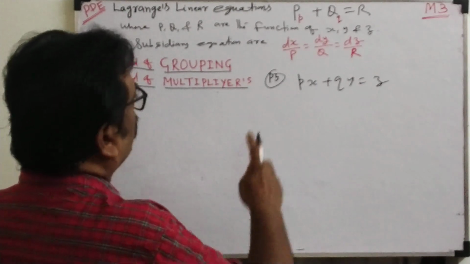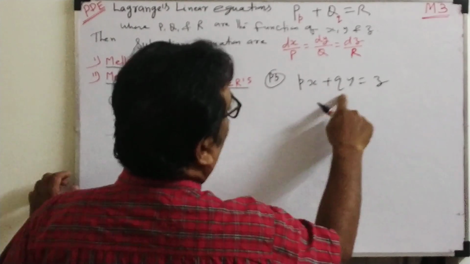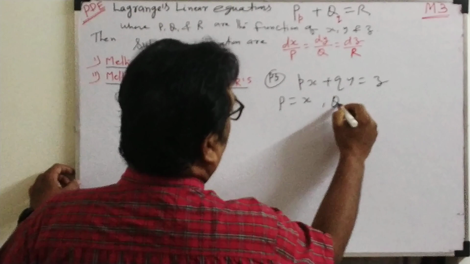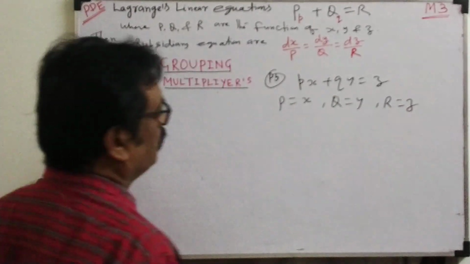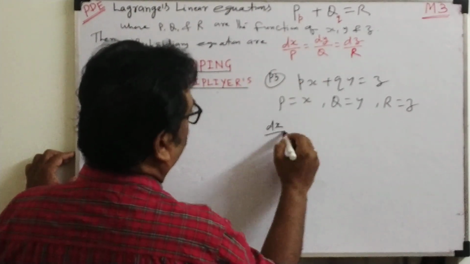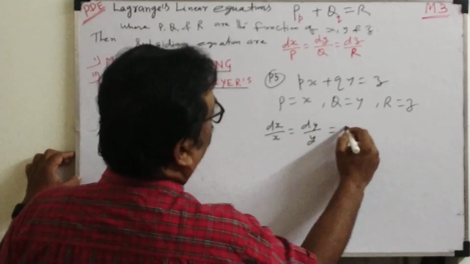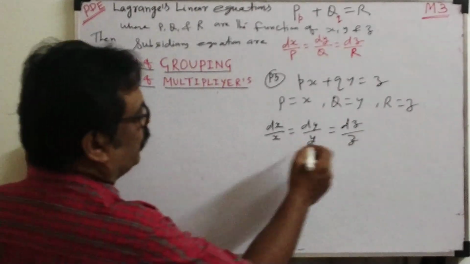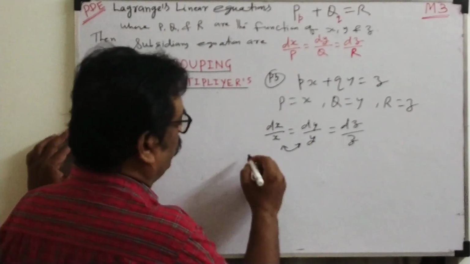Now P, Q, R. What are these? Capital P is nothing but x, capital Q is nothing but y, and R is nothing but z. Now substitute into the subsidiary equations: dx by P, so dx by x, dy by y, dz by z. See, the terms are small. So what will we do? Group together. First, 1 and 2 will group together.